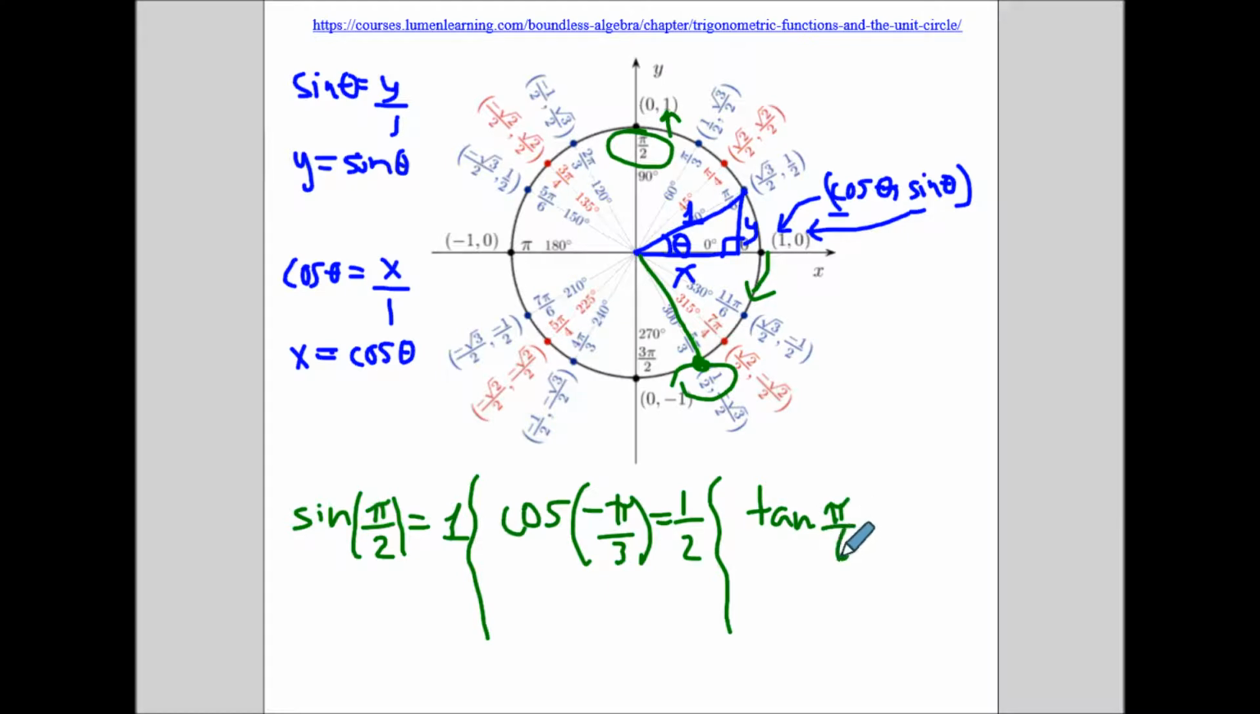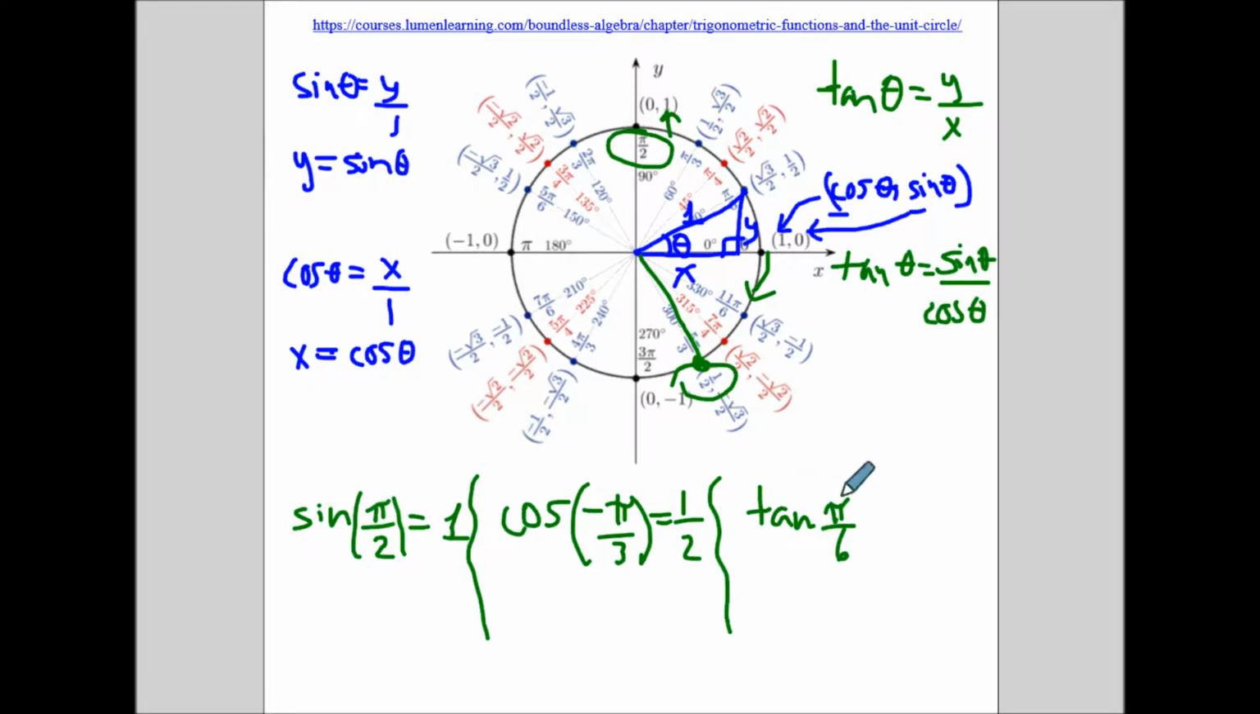Now, if you remember, tangent is equal to opposite over adjacent. So tangent of theta is y over x. Now, if you change that using sine and cosine, that means that tangent of your angle is equal to sine of your angle over cosine of your angle.